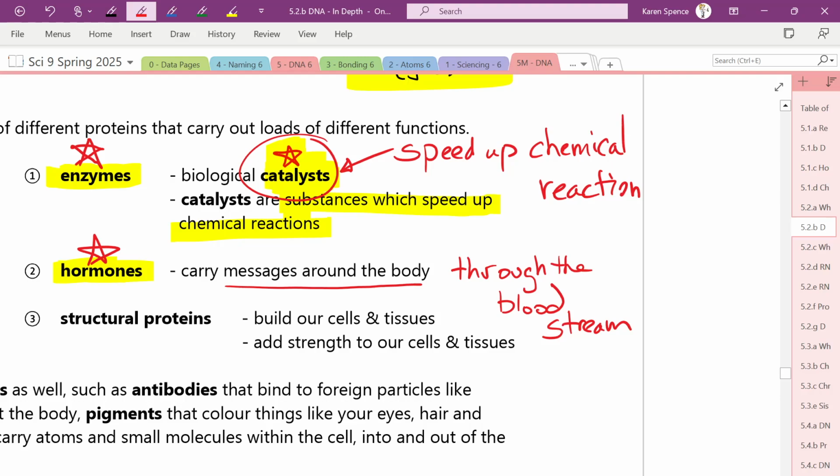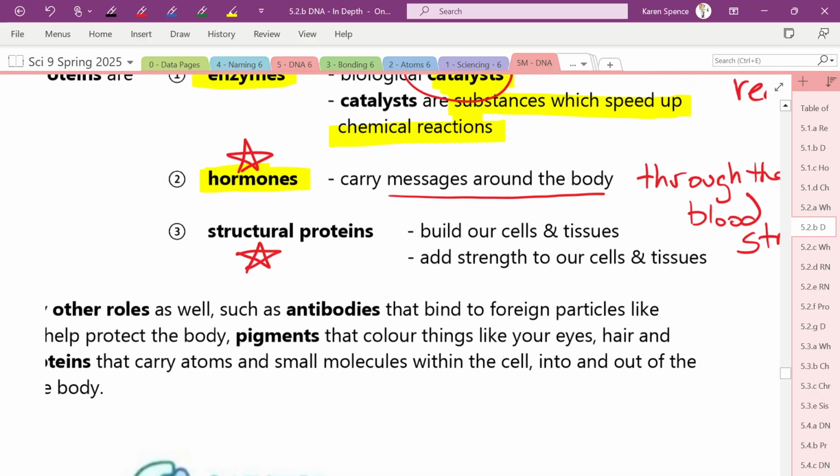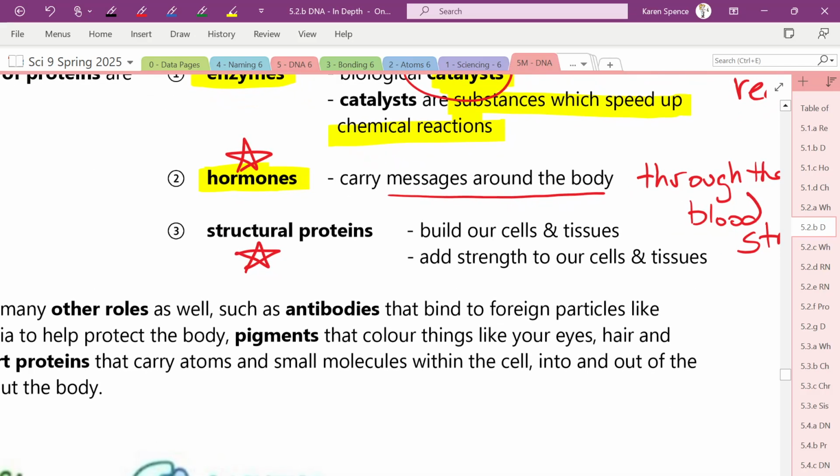There are also structural proteins, and they literally form the structures of things. So if you're wondering what is my fingernail made of? It is made of keratin, and keratin is a protein. Yeah? What's my skin made of? There's a lot of elastin in there. There's also some keratin in your skin, and there are some other proteins. Those are structural proteins. Collagen is a protein.